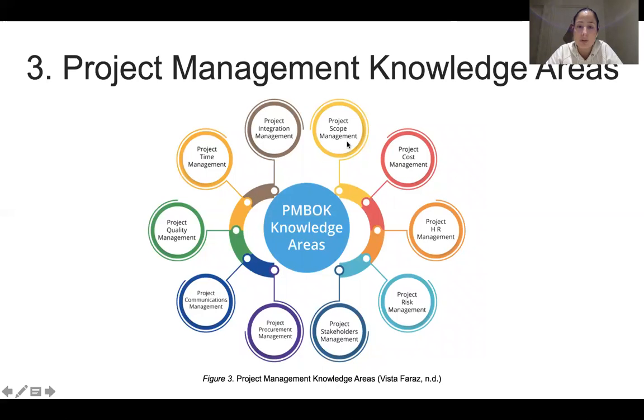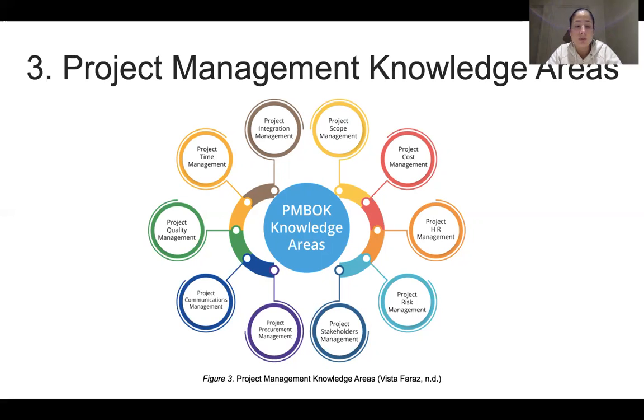The second one is the project scope management, and this process is all about making sure that everyone concerned with the project is clear on the main aim of the project. The third one is the project schedule management, and it includes the time to complete each individual task relating to the project objective.